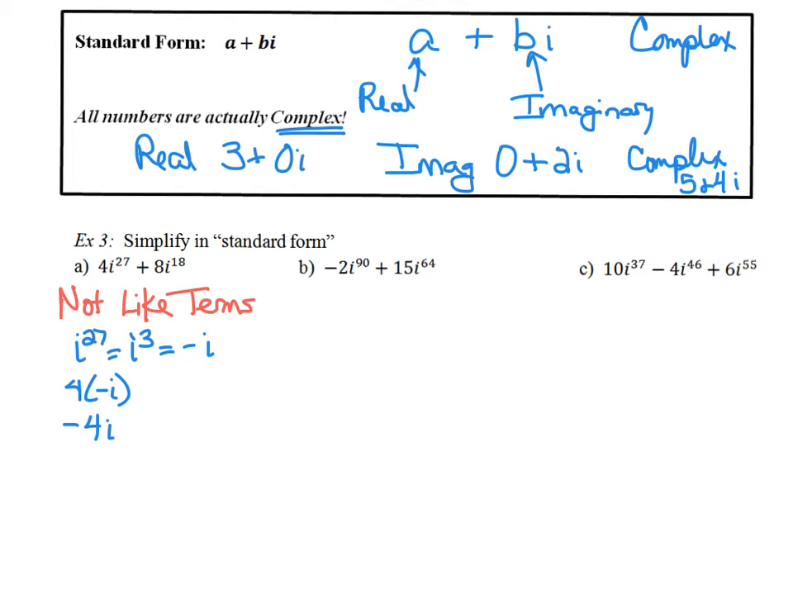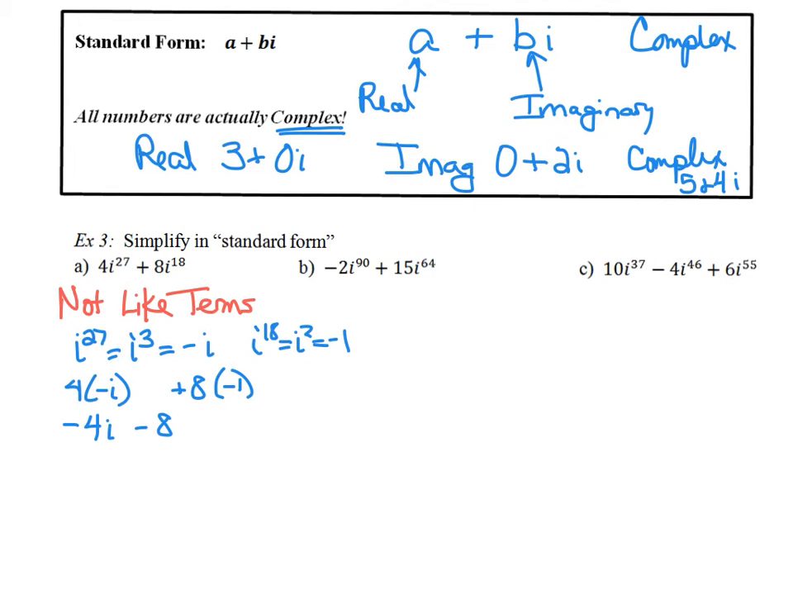i to the 18th would be equivalent to i to the 2nd. i to the 2nd is negative 1. So I've really got 8 times negative 1, and 8 times negative 1, of course, is negative 8.